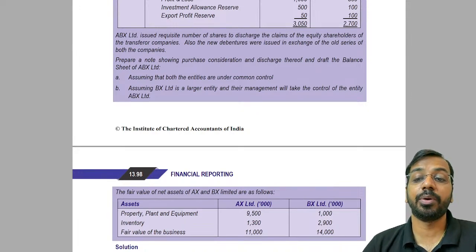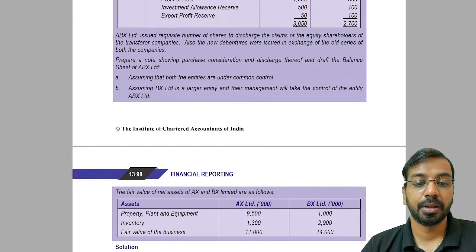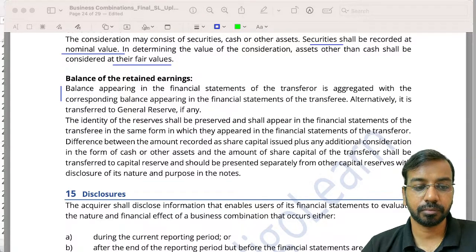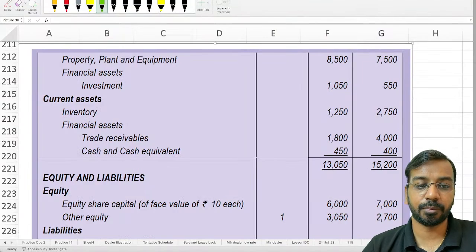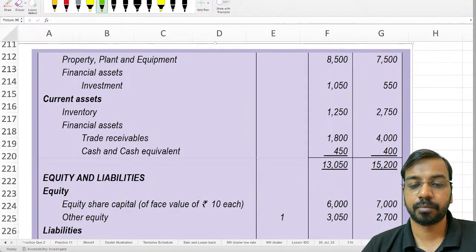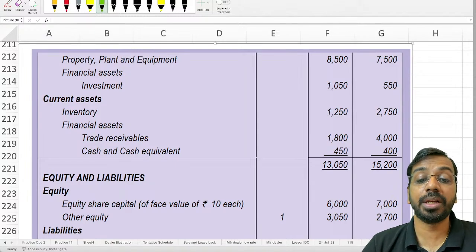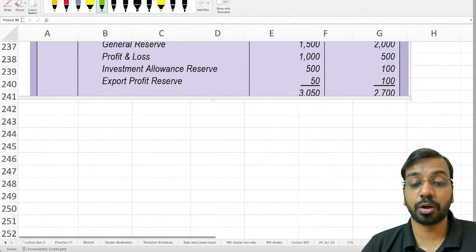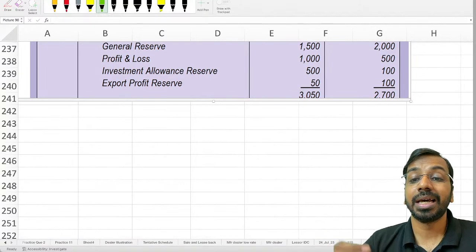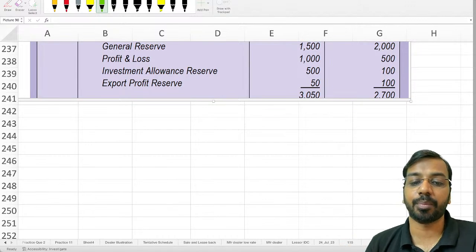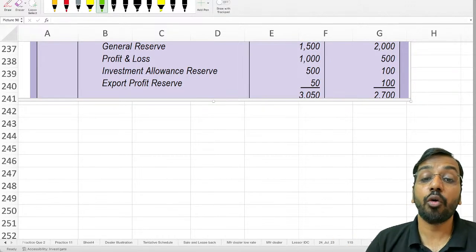So same question we'll be doing in two scenarios. One, your common control transaction, and second, the reverse acquisition scenario. Now, here they have not told us how many number of shares are issued. If you look at the question, it says that they have issued requisite number of shares to discharge the claims of equity shareholders of the transferor company, which means they have not told us how many shares have been issued.